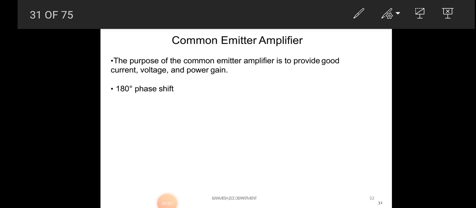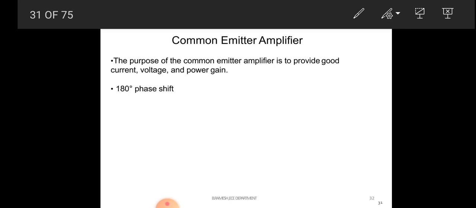Today I'm going to explain the topic common emitter amplifier. What is an amplifier and where are we using it? Amplifier means something that gives a strengthened signal. The process of converting a weak signal into a strong signal is called amplification.